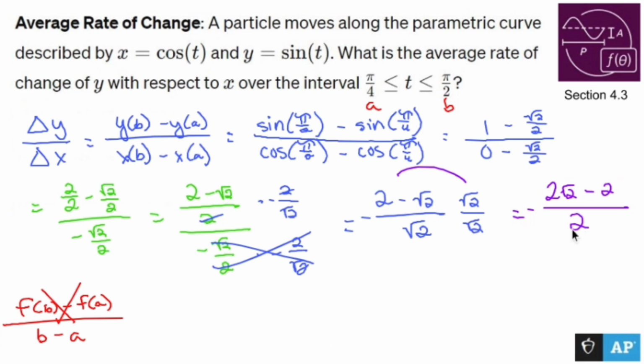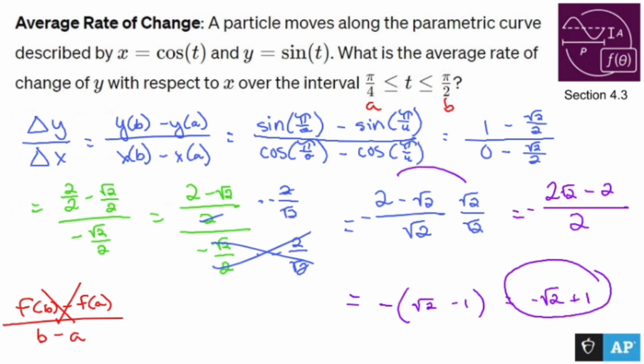There's a 2 in common with everything, so if I divide both of these by 2, I am left with negative root 2 minus 1, because that negative is still out there, which changes that to negative root 2 plus 1. Kind of a gross problem. But we did it.